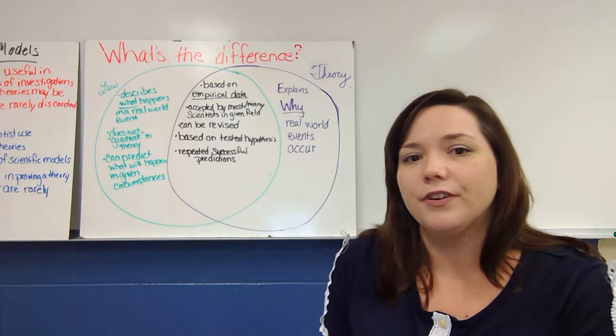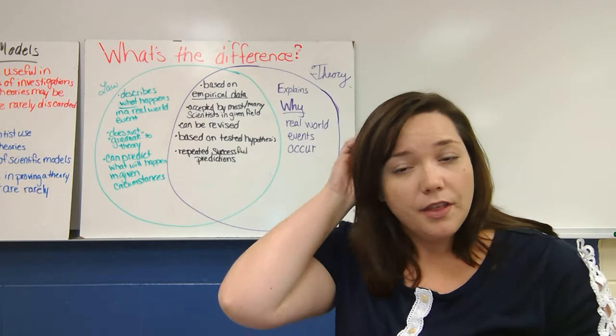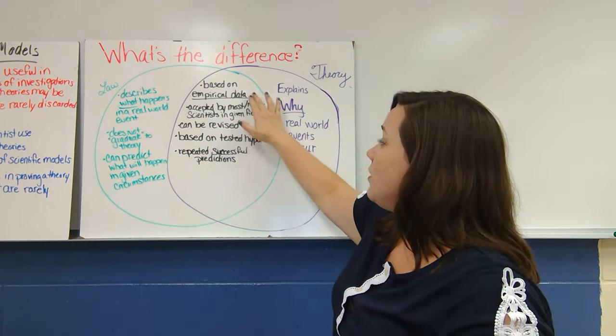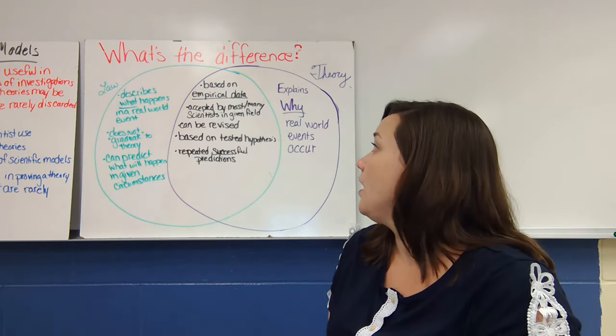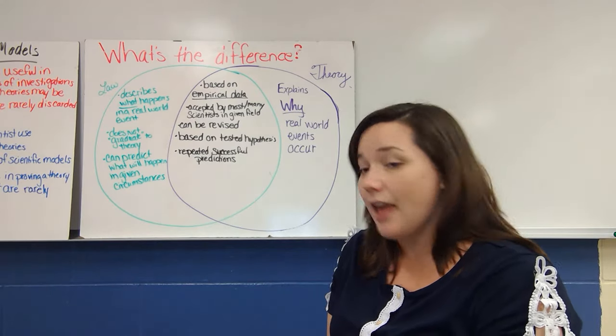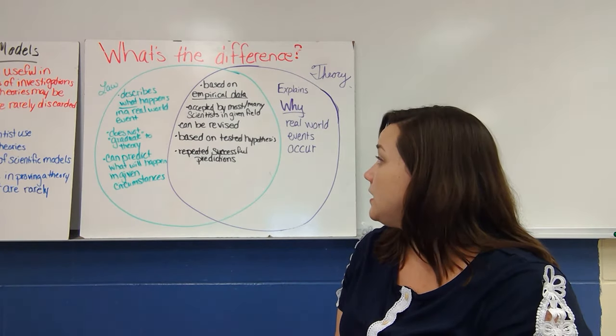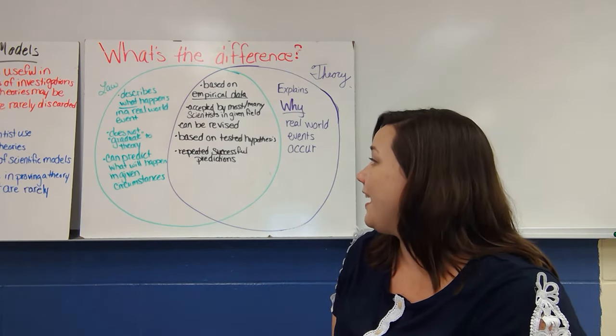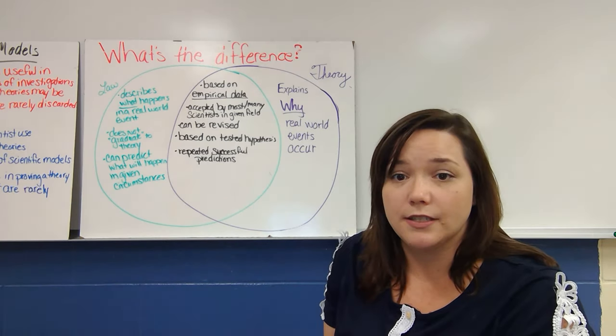So what is the difference between a theory and a law? They have a lot of things in common. They're both based on empirical data. They are accepted by many or most scientists in that given field. They can be revised. They're based on tested hypotheses and repeated successful predictions.